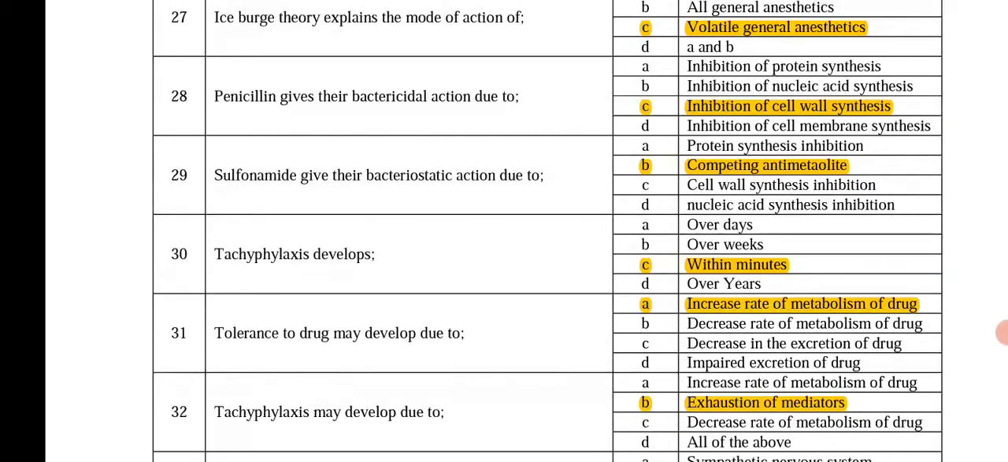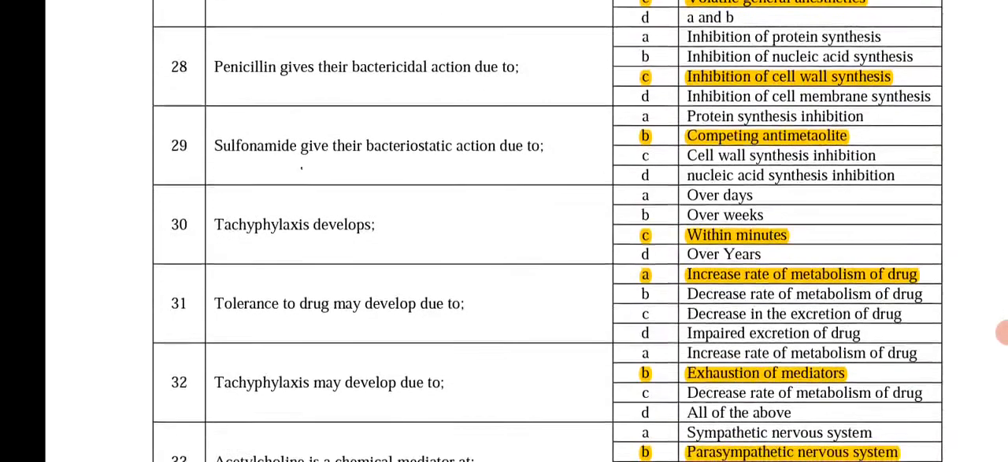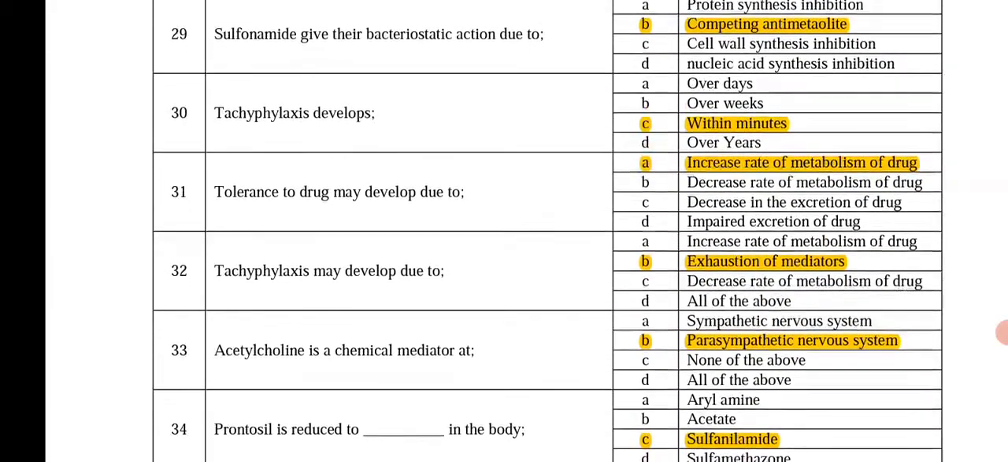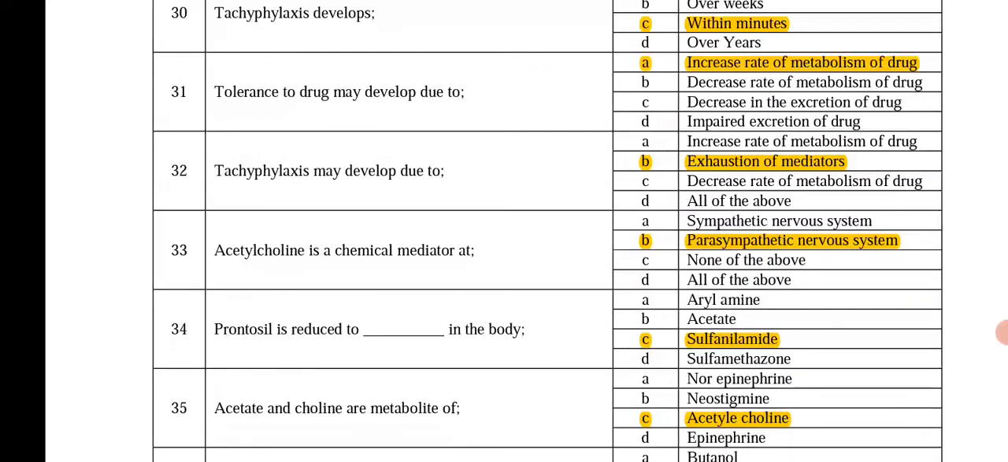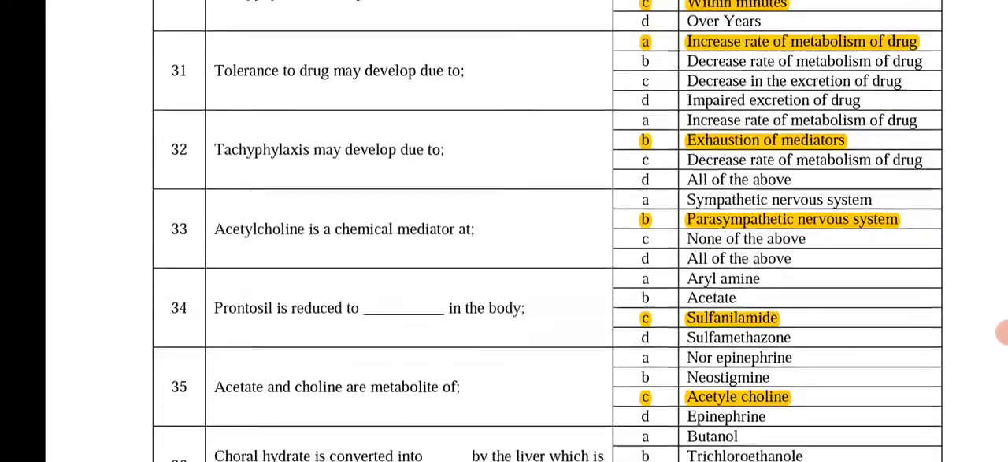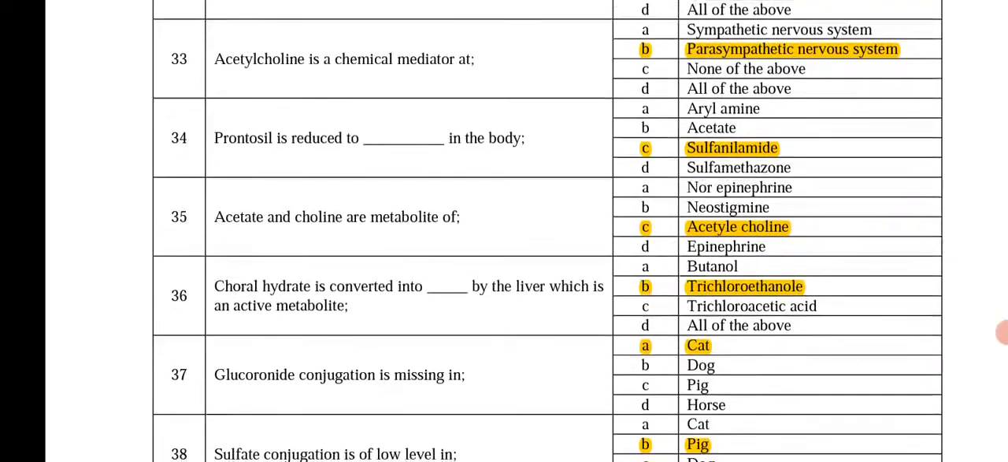antimetabolites. Tachyphylaxis develops within minutes. Tolerance to a drug may develop due to increased rate of metabolism of the drug. Tachyphylaxis may develop due to exhaustion of mediators. Acetylcholine is the chemical mediator at the parasympathetic nervous system. Prontosil is reduced to sulfanilamide in the body. Acetate and choline are metabolites of acetylcholine.